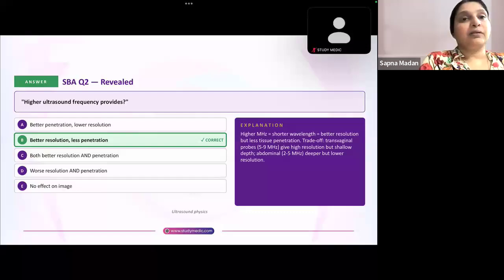So the higher the frequency, the shorter the wavelength, and the resolution is better, but the penetration is lower. Okay, so this is a good trade-off because the transvaginal probe is closer to the structures, so it is giving a better resolution also, and it doesn't require going too deep. So it gives a very good image of the neighboring structures of the pelvis. So abdominal is around 2 to 5 megahertz, deeper but lower resolution.